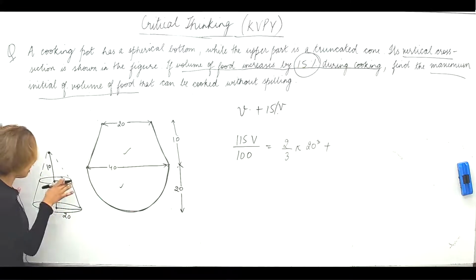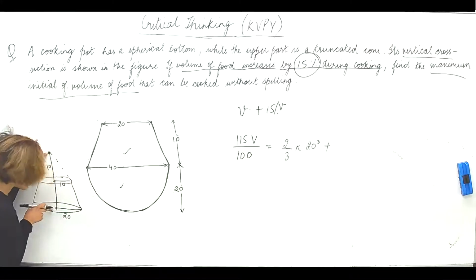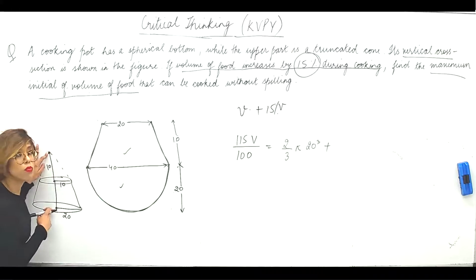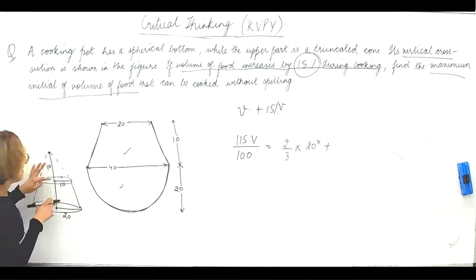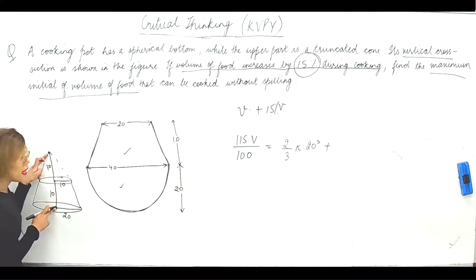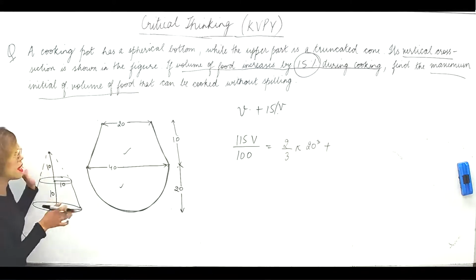Using similarity, I know this is 10, this is 20, double ho raha hai. So, this by this should be double. Should be 1 by 2. Double, it should be half, I should say. Right? So, this is 10, this has to be 10. Because 10 by 20. Right? So, height of the bigger cone is 20.